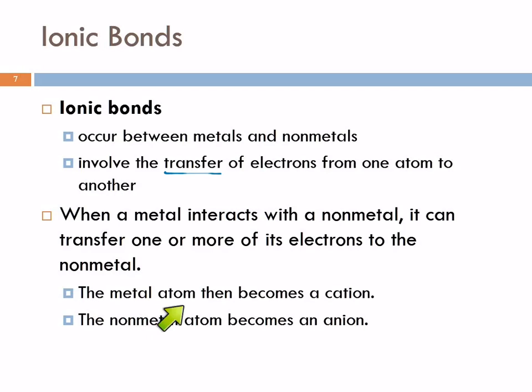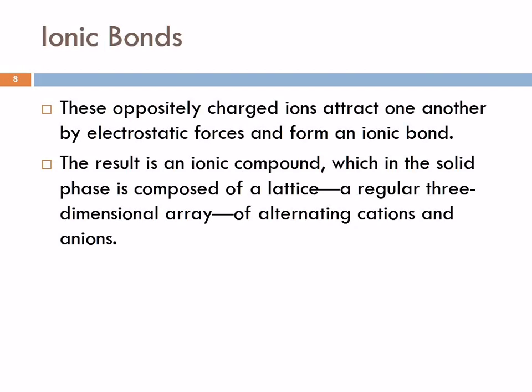So the metal becomes the cation, the nonmetal becomes an anion. And we get this attraction between the opposite charges, electrostatic attraction, and the result is an ionic bond.